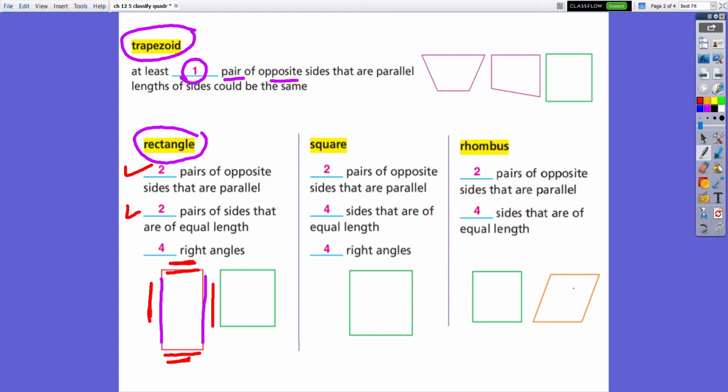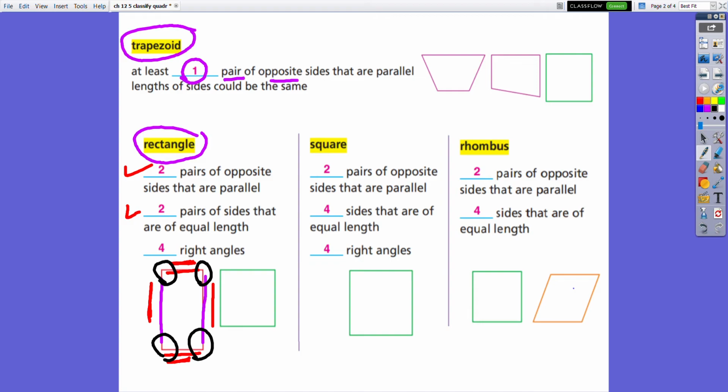And also, what is the thing that is special? This rectangle has 4 right angles. Look at these, 4 right angles. Okay? So 2 pairs of opposite sides that are parallel, and 2 pairs of sides that are equal length, and 4 right angles. So this is the thing that is special about rectangle.